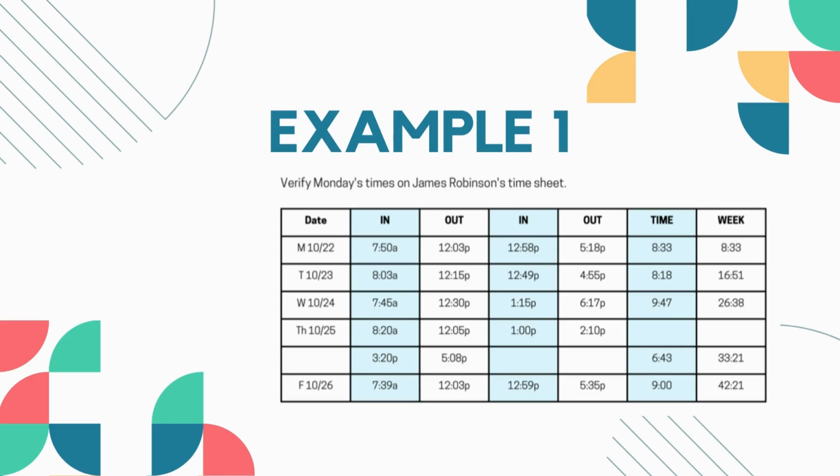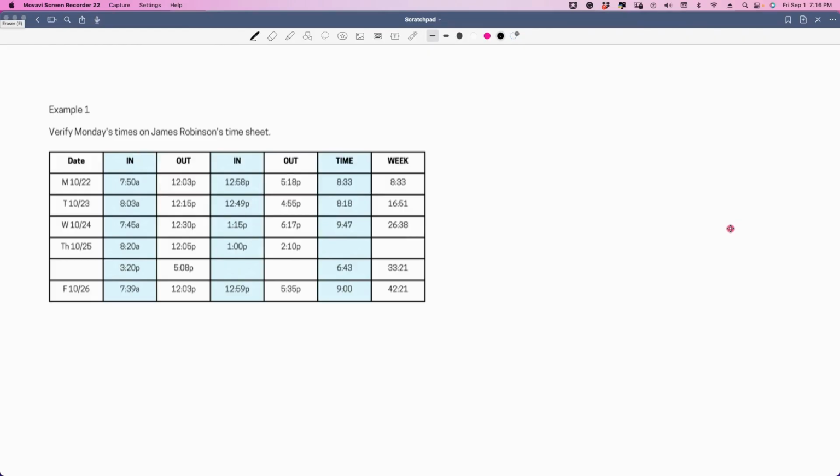So let's look at our first example problem, or our only example problem, I should say. We're going to verify Monday's times on James Robinson's timesheet. If you look at the time he clocked in on Monday, it was 7:50 a.m. and then he clocked out for lunch at 12:03 p.m. So he worked from 7:50 until 12:03.